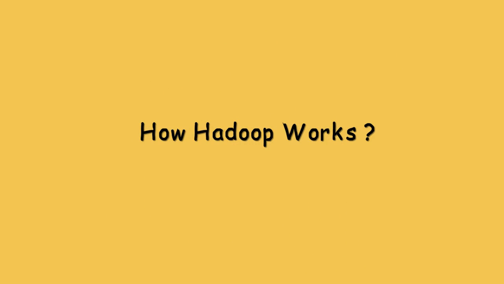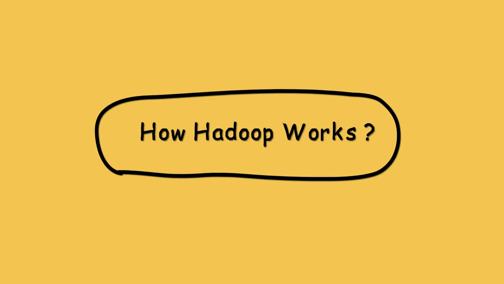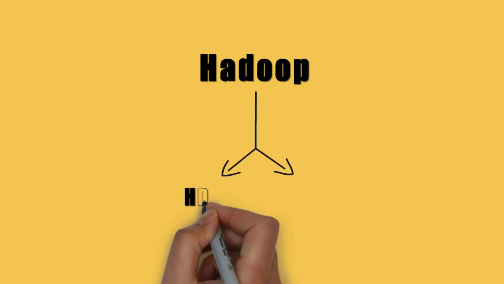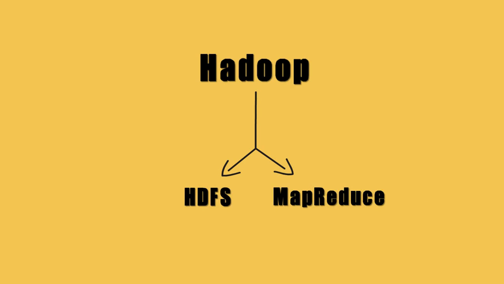In this session, let us try to understand how Hadoop works. The Hadoop framework comprises the Hadoop Distributed File System and the MapReduce framework. Let us try to understand how the data is managed and processed by the Hadoop framework.